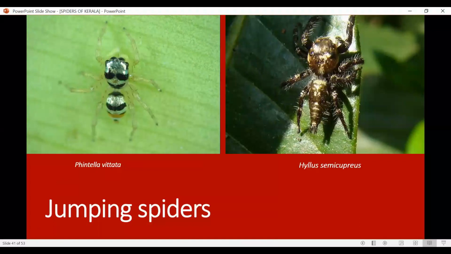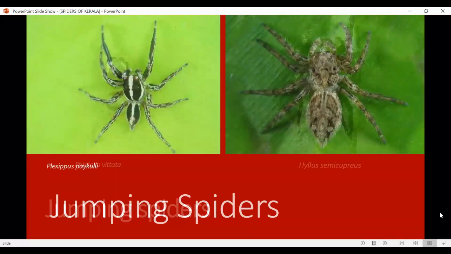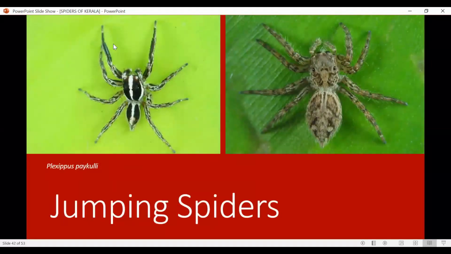Many of you have already had a class on this. We have a large diversity of jumping spiders. It's one of the spiders you can very easily identify. This is Epeus vittata. The other is Hyllus semicupreus. Both are quite common in our Western Ghats. Then there is Plexippus, the common house spider.